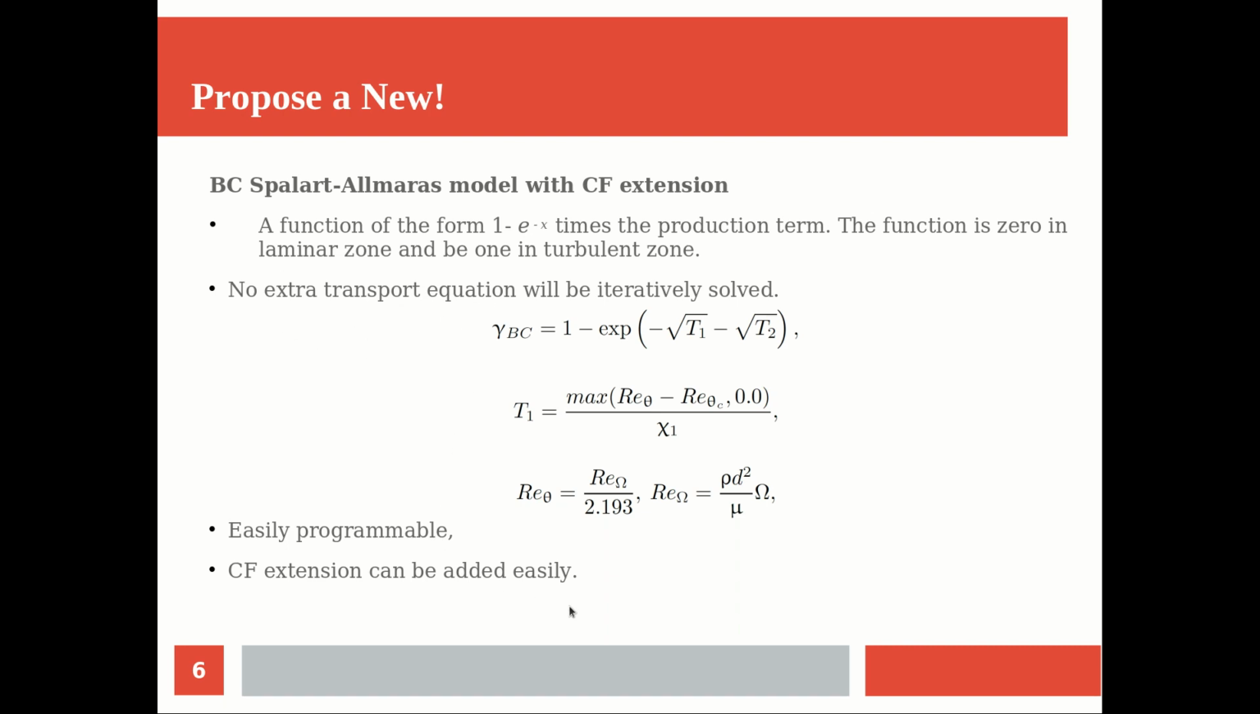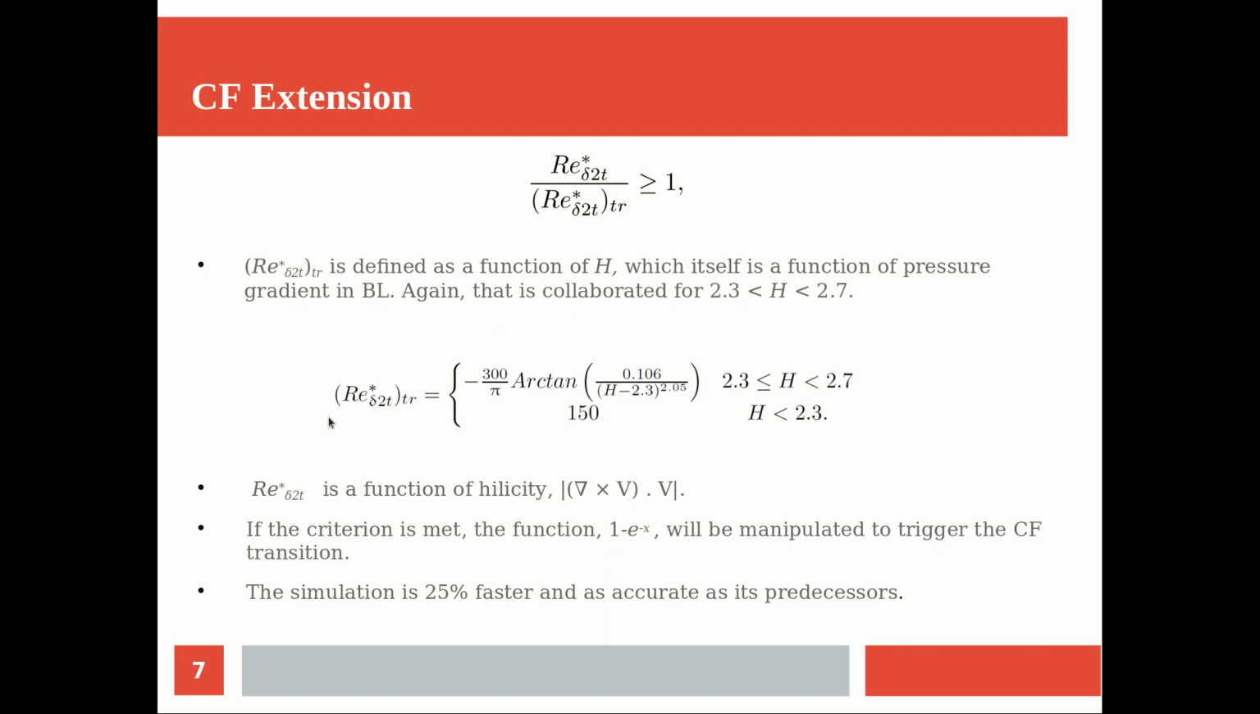The form of the function will be in this form, and this correlation is still valid. In fact, the extension is already available. We studied it, and we combined that extension or that criteria with the BC model to consider the cross-flow instabilities as well. So that's easily programmable, and the CF extension is easy to manipulate actually.